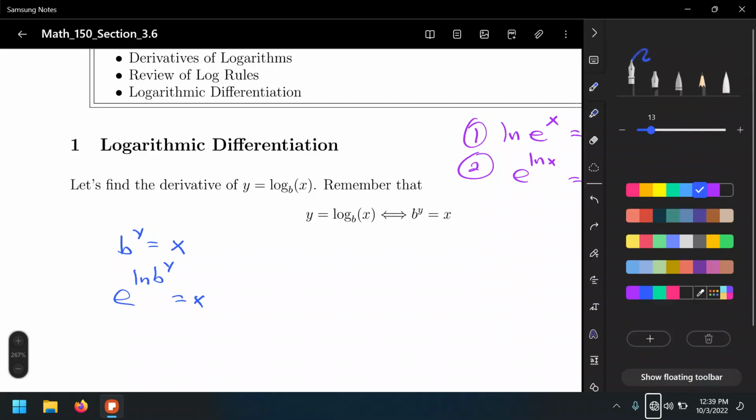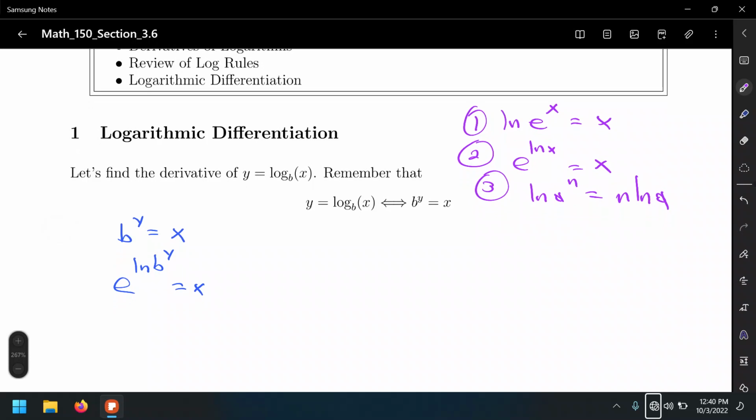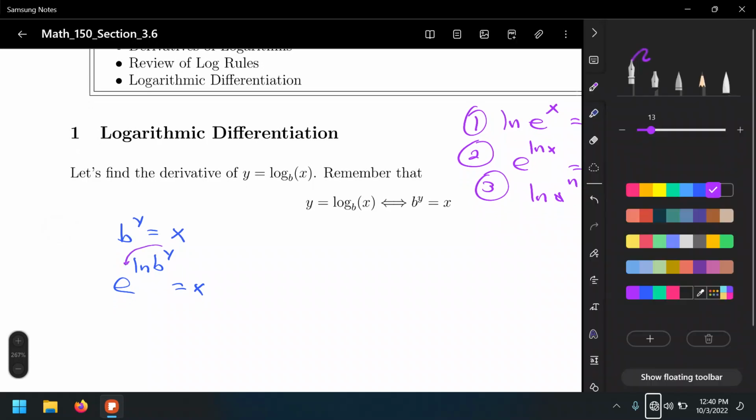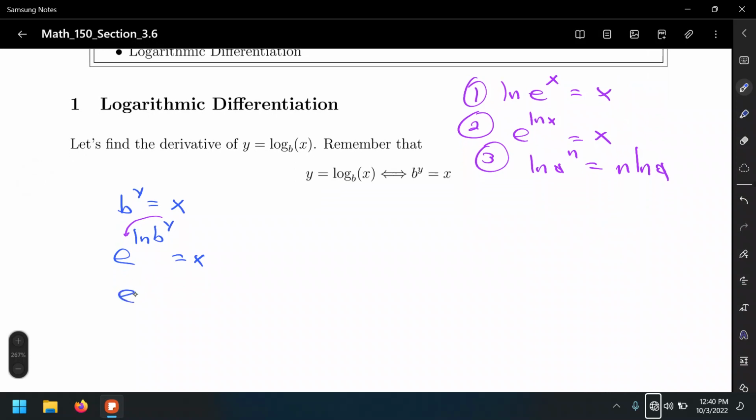We also have another property of logarithms that we want to recall. So, number 3, whenever we have ln of a to the n, that's n ln of a. I remember the smackdown basketball rule we discussed before. So in this case, the exponent becomes a coefficient. So what's going to happen here? This y will become a coefficient. So this will be e to the y times ln of b equals x.